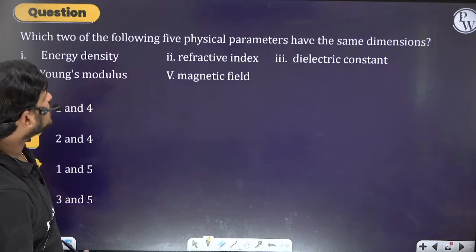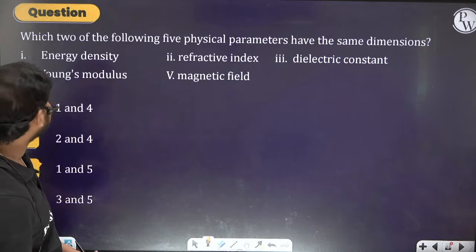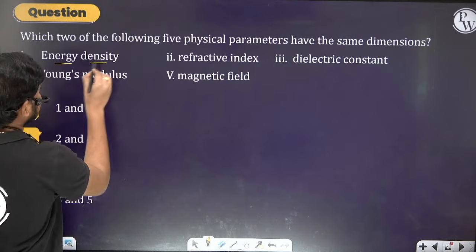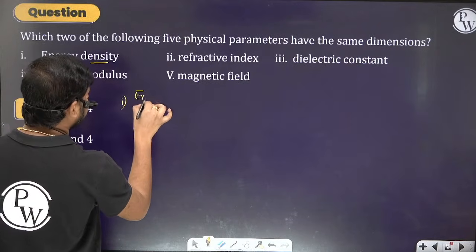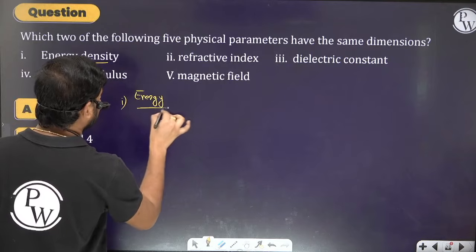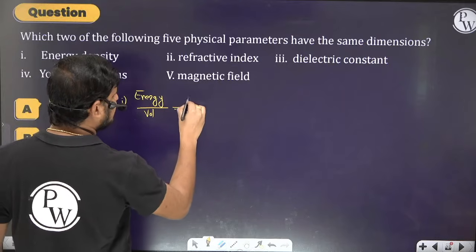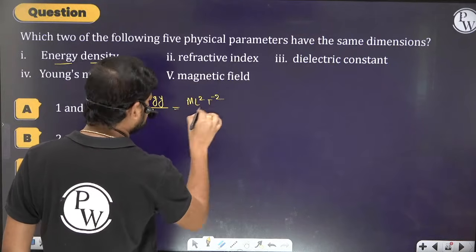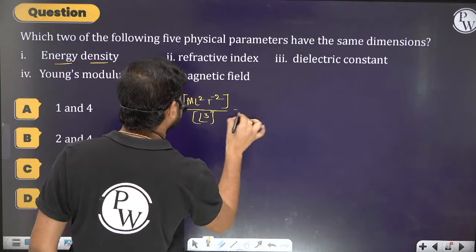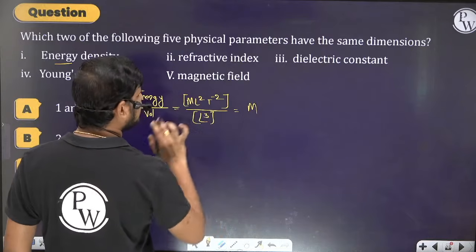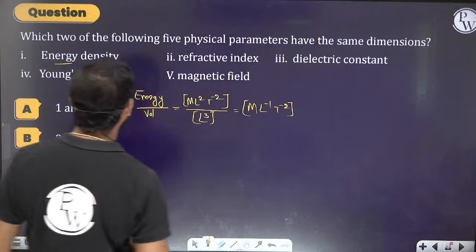Which two of the following five physical quantities have the same dimensions? First, the energy density, energy per unit volume. Let's derive for all. Energy per volume: what is energy? M L square T to the power minus 2. By volume, L cube. If I send this upside, L to the power minus 3, L to the power 2, which is L to the power minus 1, T to the power minus 2. Just let it be. This is the energy density.